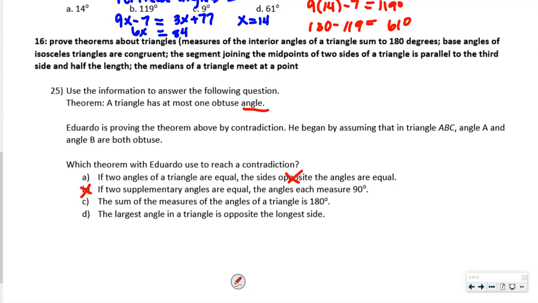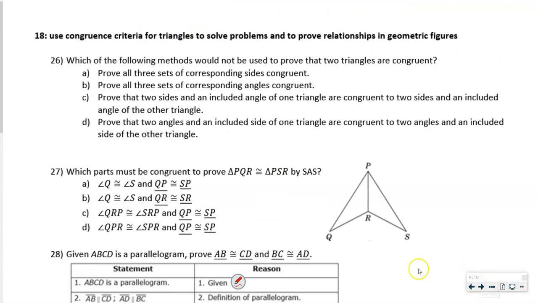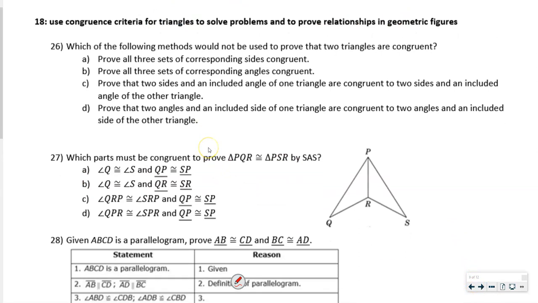The sum of the measures of angles of a triangle is 180. That is true, and that is going to help us solve this problem. Okay, but then the last one says the largest angle in a triangle is opposite the largest side. That doesn't help us at all, because we're not really talking about sides, okay? So that's why the answer is C. Number 26, which of the following methods would not be used to prove that two triangles are congruent? Prove all 3 sets of corresponding sides are congruent.